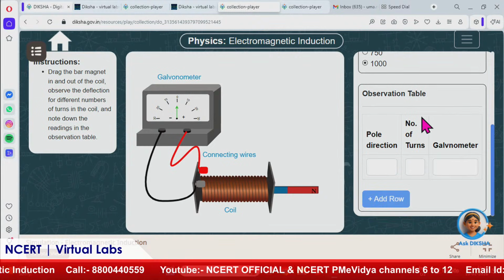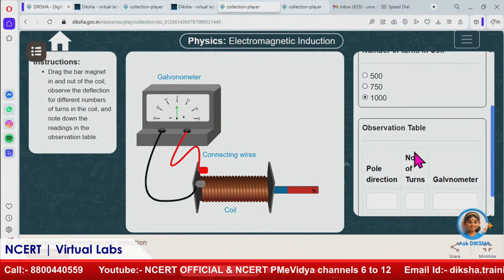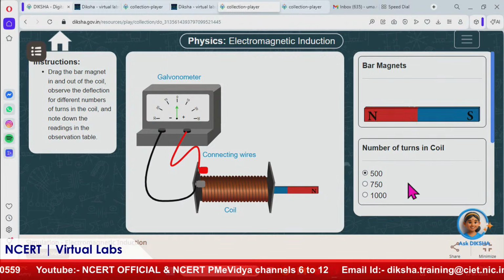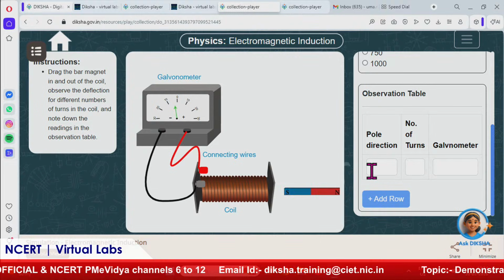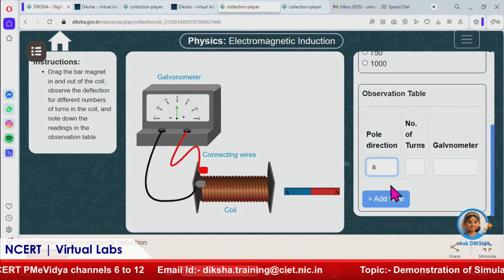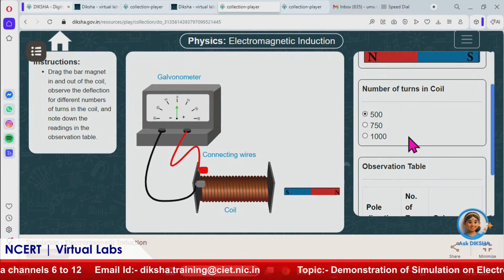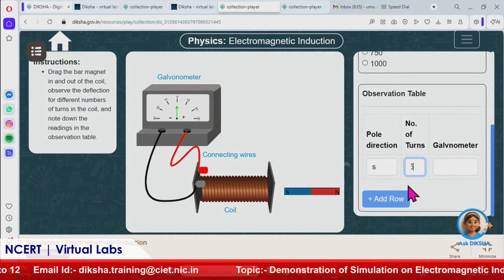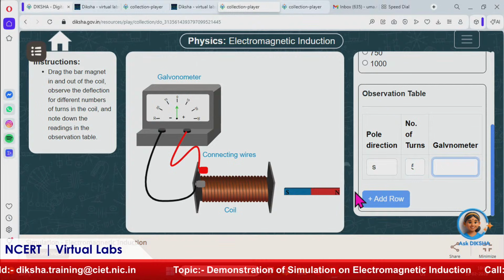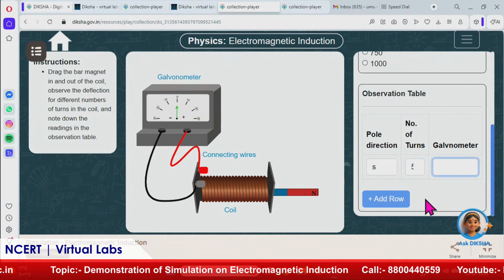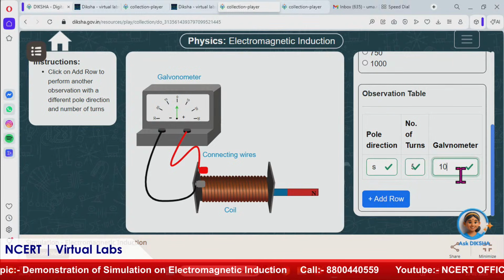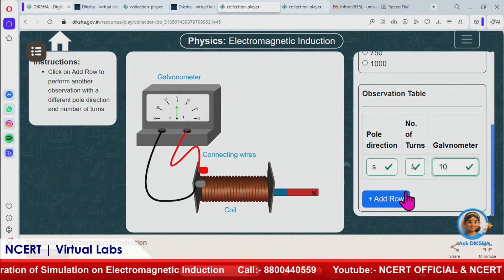Now here an observation table is also included. We can repeat this experiment one by one, like pole direction. The pole direction I have taken is south pole, so I will write south. Number of turns I have taken is 500, so I will write 500 over here. And the galvanometer is showing 10 divisions, so I will write 10. Tick tick, all the observations I have taken are correct.